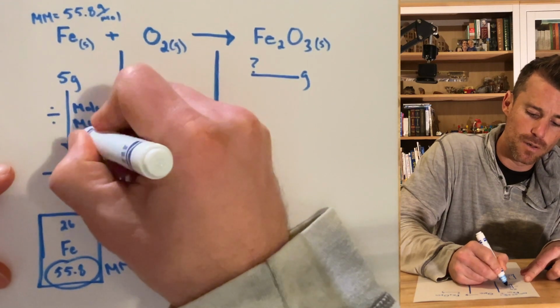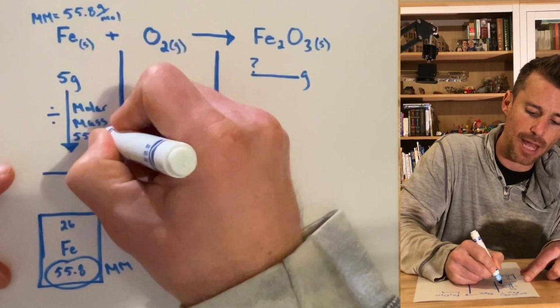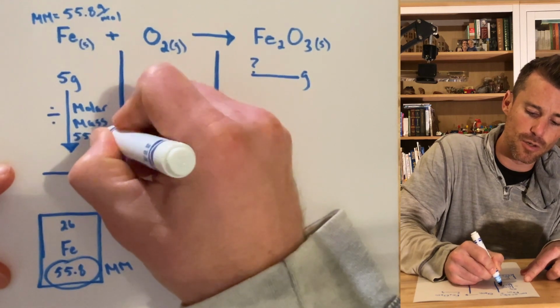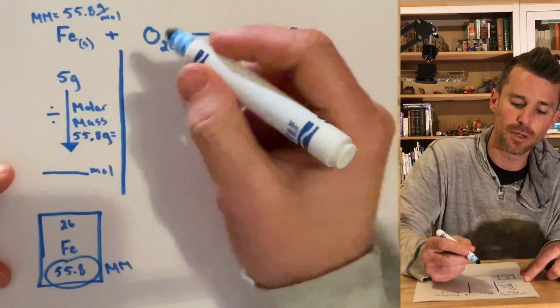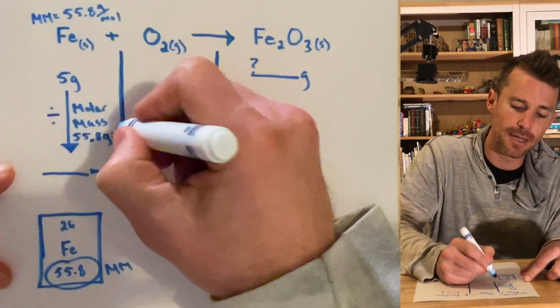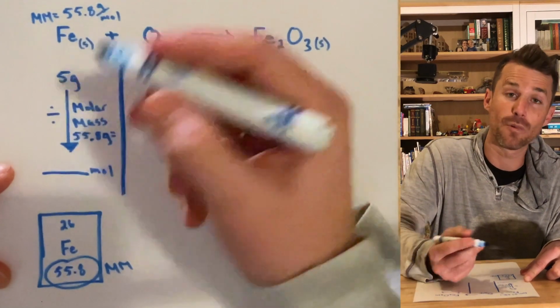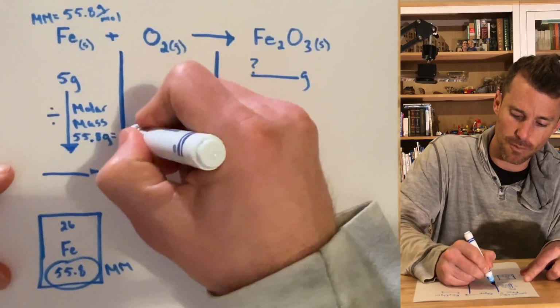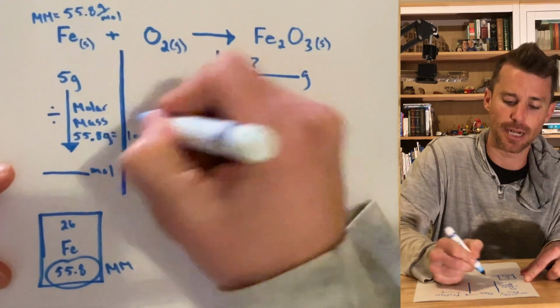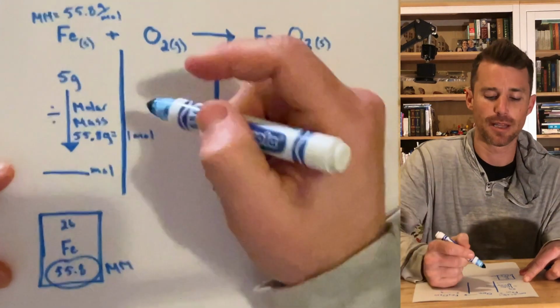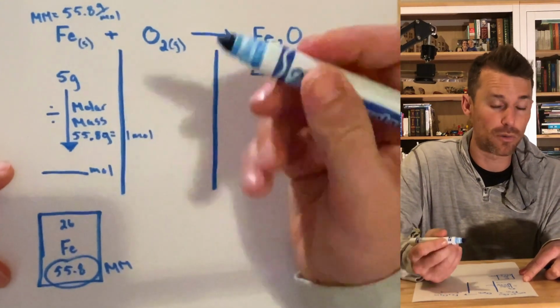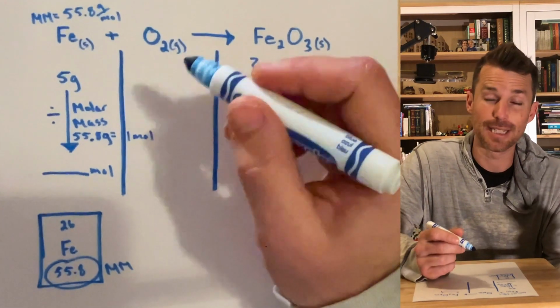For now, I'm going to say 55.8 grams is equal to, and this is where the mole comes in, how many grams I have when I have 1 mole. Okay, 1 mole. That kind of crossed into the other line, but that's okay. And what does 1 mole mean?